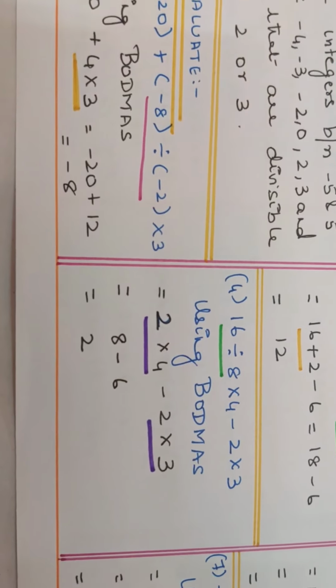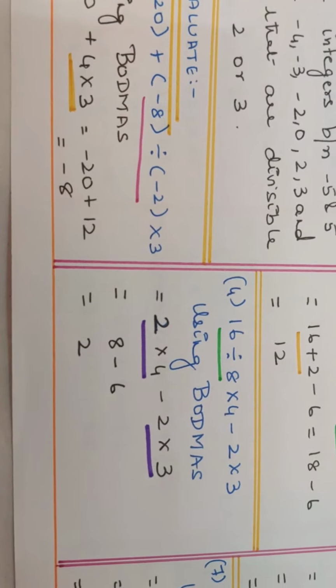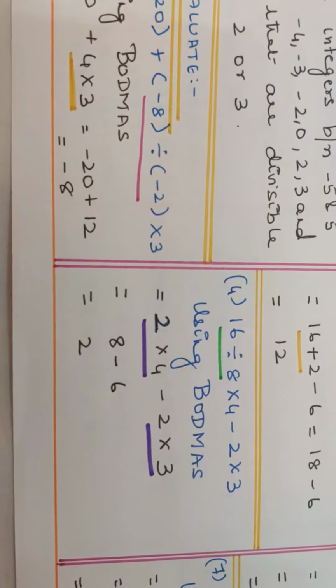The fourth one is 16 minus 8 divided by 4 minus 2 into 3. Using BODMAS, you again do division first. It becomes 16 minus 2 into 4 minus 2 into 3.